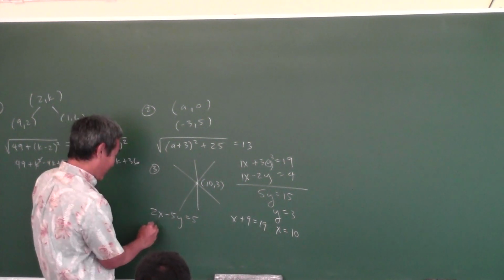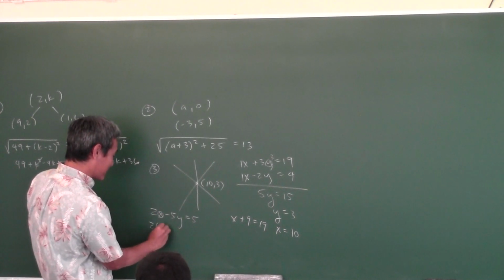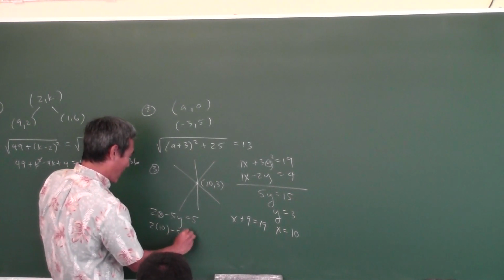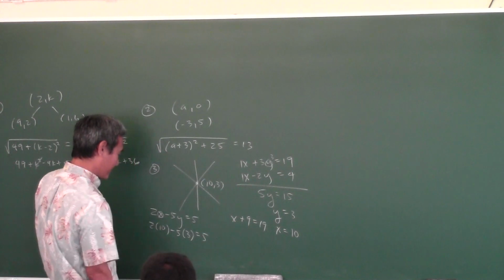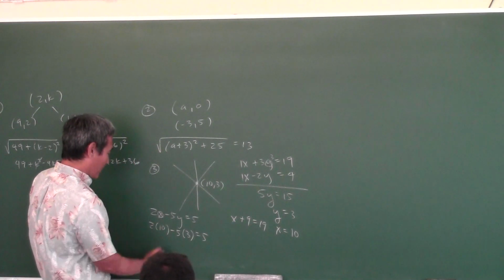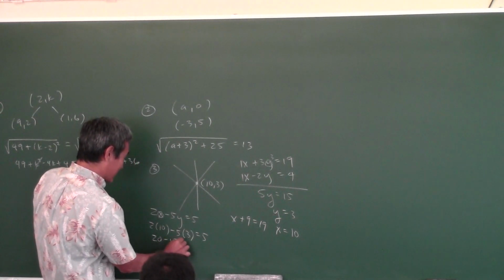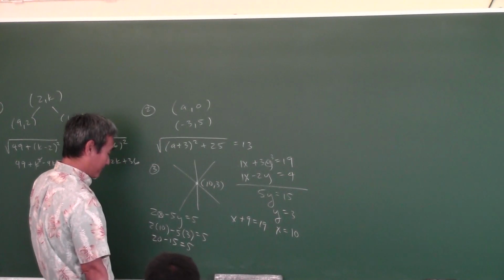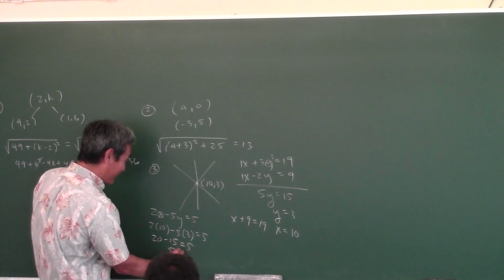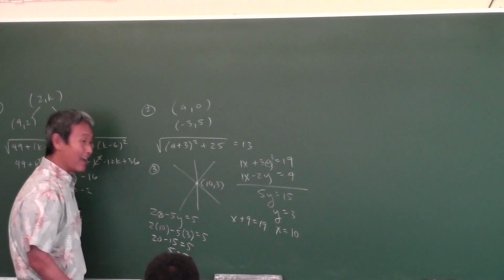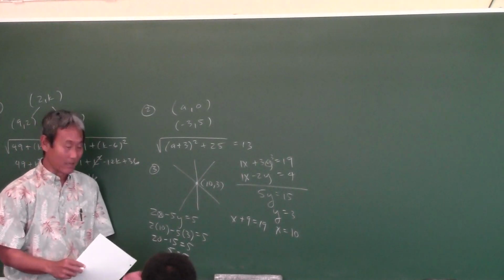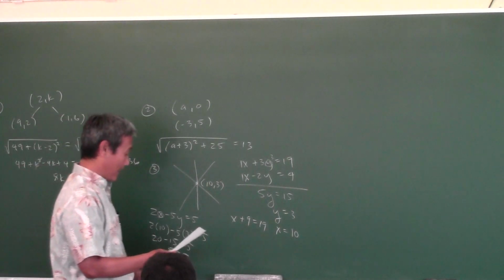You plug it in. If I plug in 10 for x and 3 for y, does that come out to 5? 20 minus 15, is that equal to 5? Yes. Wait, one more step. Is 5 equal to 5? Yes. What are we dealing with here?